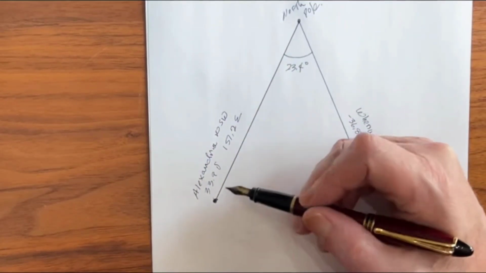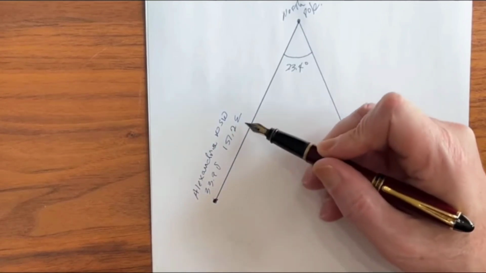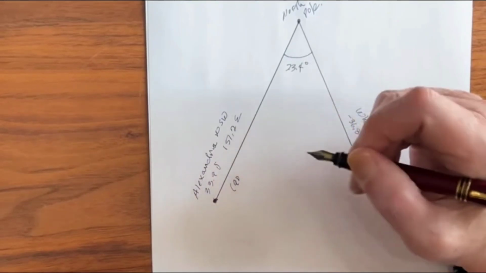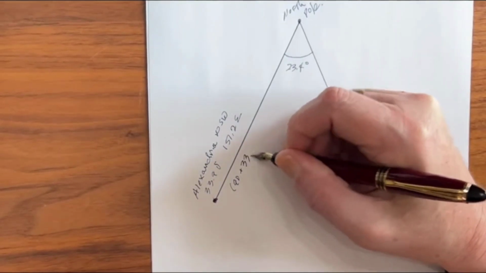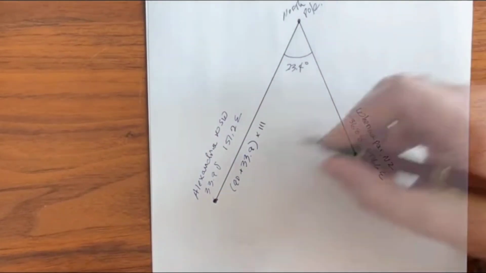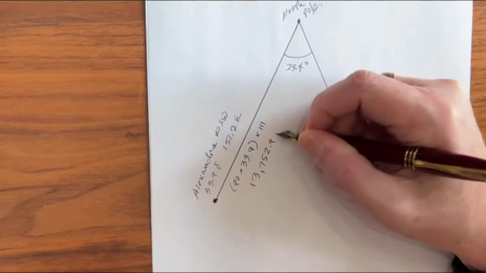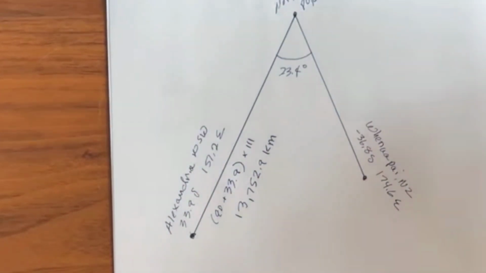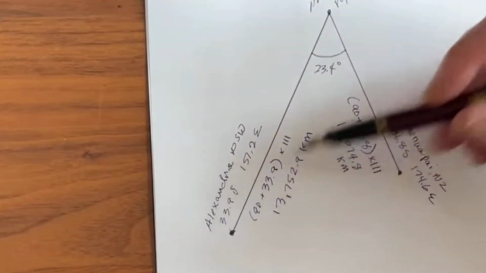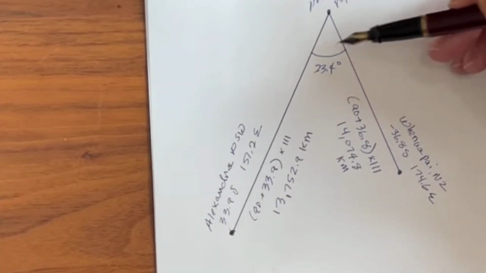Now, the coordinates for Alexandria are 33.9 south, 151.2 east. So to get the distance, it will be 90 to the equator plus 33.9 times 111 kilometers. That distance will be 13,752.9 kilometers. Likewise, we can do the same for Winnipeg. The difference in longitude between Alexandria and Winnipeg is 23.4 degrees, so that's this angle at the North Pole.